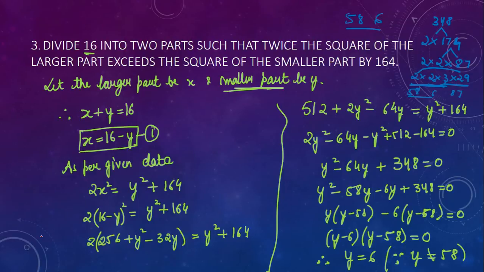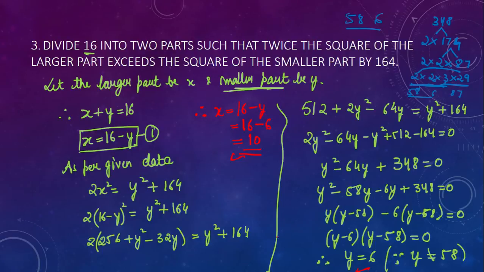So what will be x? Therefore, x value is going to be 16 minus y, which is 16 minus 6, which is 10. So what are the two parts? It is 10 and 6. Clear? So I hope that's absolutely clear.